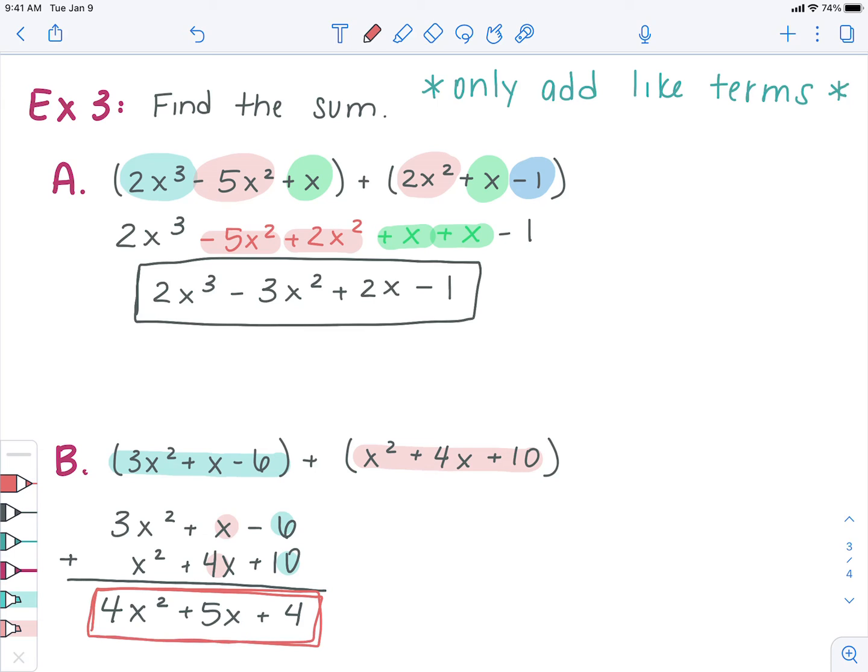And I can always check to make sure that this is my final answer by making sure that all my exponents are different in every term. If you have any exponents that are the same, those are like terms, so then you can go back and combine that more or simplify that farther.